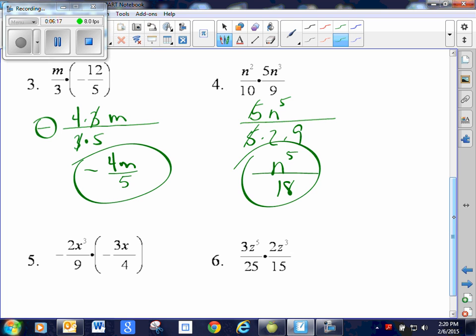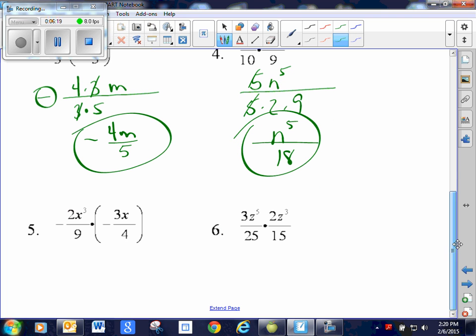Are you getting it? Getting the hang of it? Let's do a couple more together. So I've got a negative times a negative. A negative times a negative is a positive. There's my sign. Circle it and forget about it. You're done with the sign.